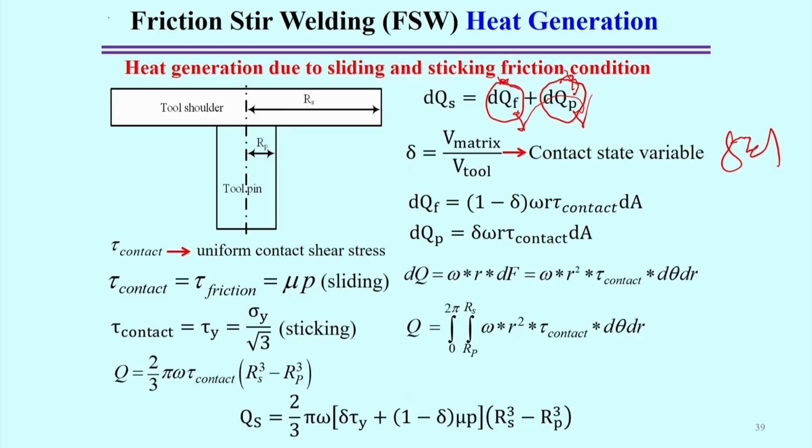We assume that, first, dQ f, the frictional heat generation due to the sliding component, is proportional to 1 minus delta, that means some part is due to the sliding condition, and then the velocity equals omega into r, and then tau contact, that means the contact shear stress value at the contact surface, and then dA is the area.